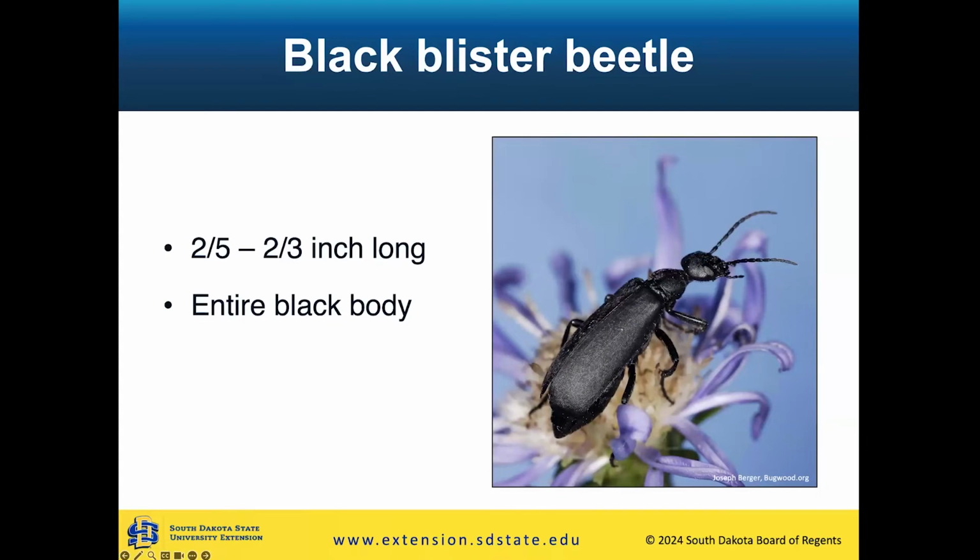Black blister beetles, as the name implies, are going to be solid, just a jet black, usually a little bit shinier than some of these other ones. They have more of a velvety appearance. They're very similar in size to the ash gray, maybe a little bit smaller generally, but right in that same size range.